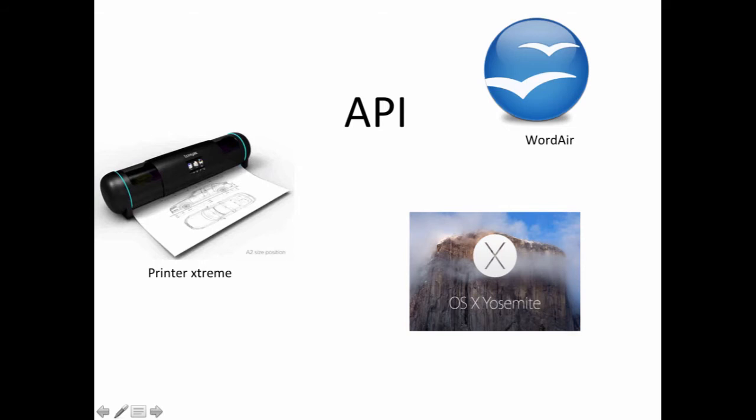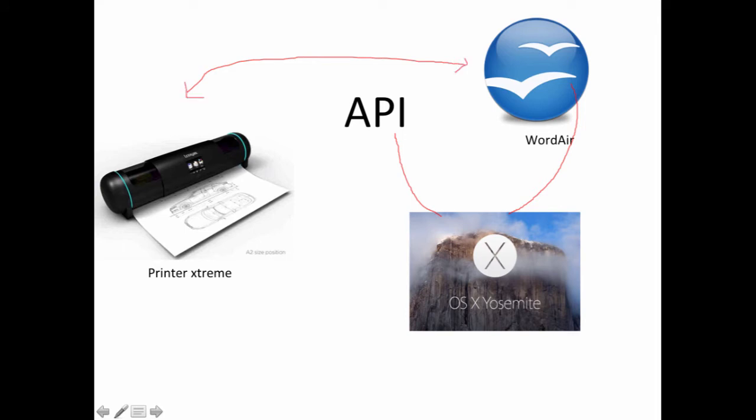What happens is that WordAir makes requests via the operating system for services gained from the API. So any services which the API have, the WordAir word processing software will get them via the operating system. That means that Printer Extreme and WordAir are able to talk to each other.